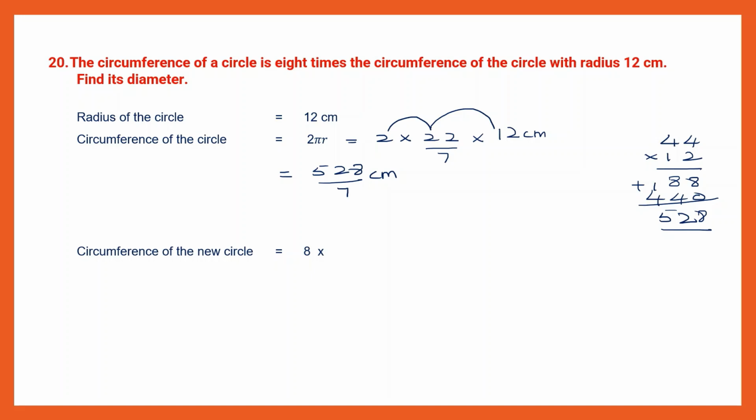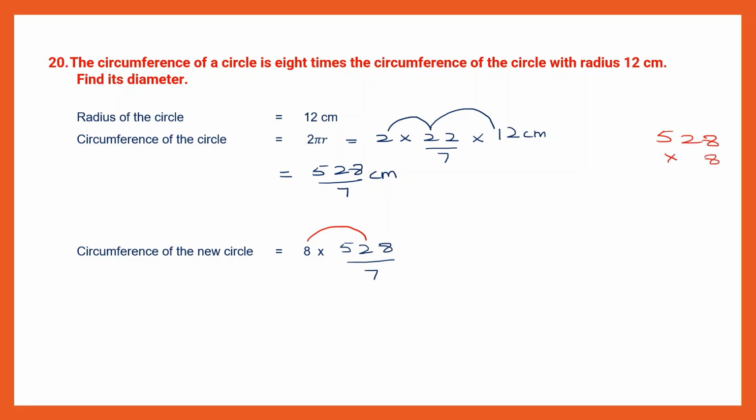Now the circumference of the new circle is 8 times this circumference. So 8 into 528 by 7. So here let's multiply 8 into 528. 528 into 8. 8 8s are 64, carry 6. 8 2s are 16, plus 6, 22, carry 2. 8 5s are 40, plus 2 is 42. So we've got 4224, which is the new circumference. So 4224 by 7 centimeters. This is the circumference of the new circle.